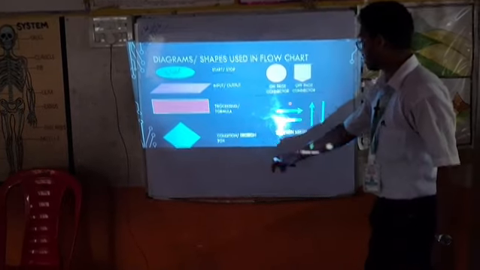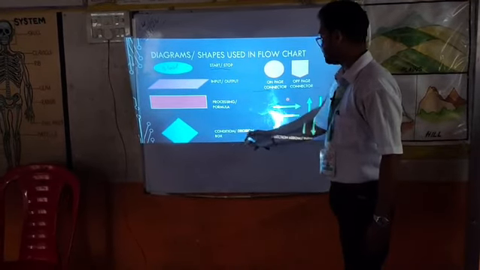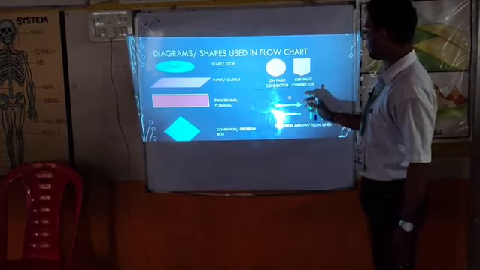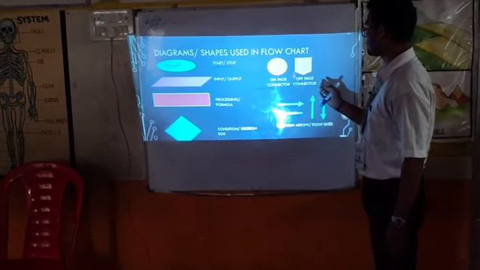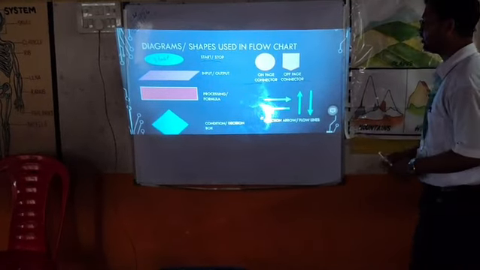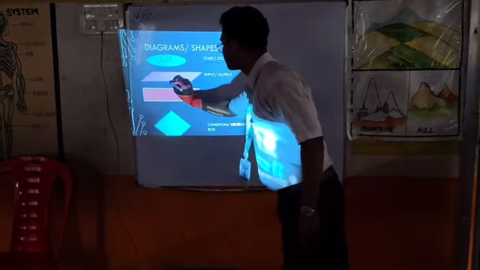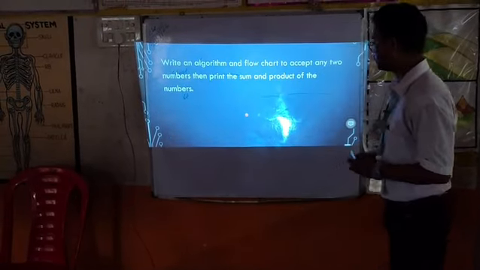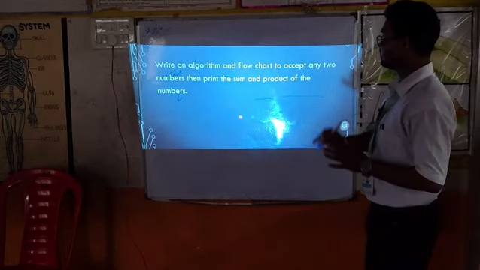Here, condition or decision box. Okay, on-page connector. Okay, off-page connector. So this type of symbol, the direction arrow sign, you can use here. You can draw the arrow sign like this in your computer. You can do this type.